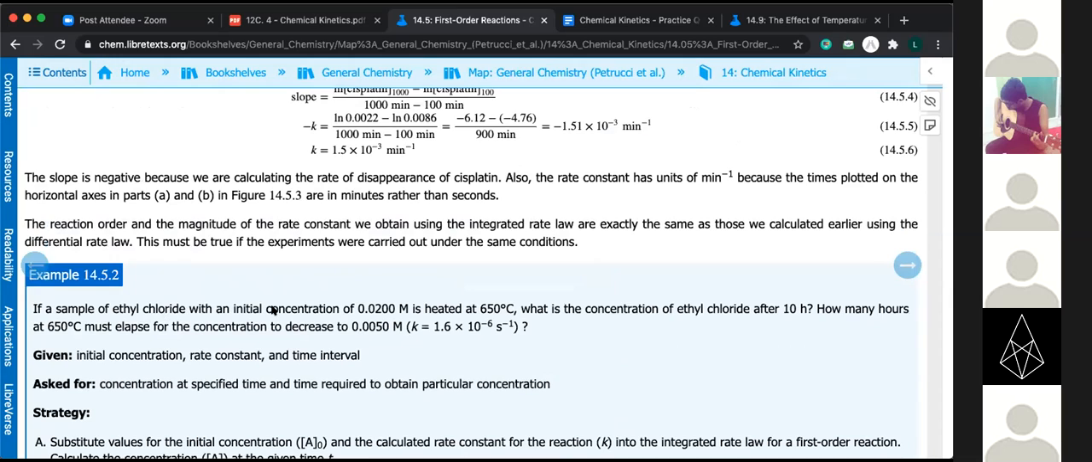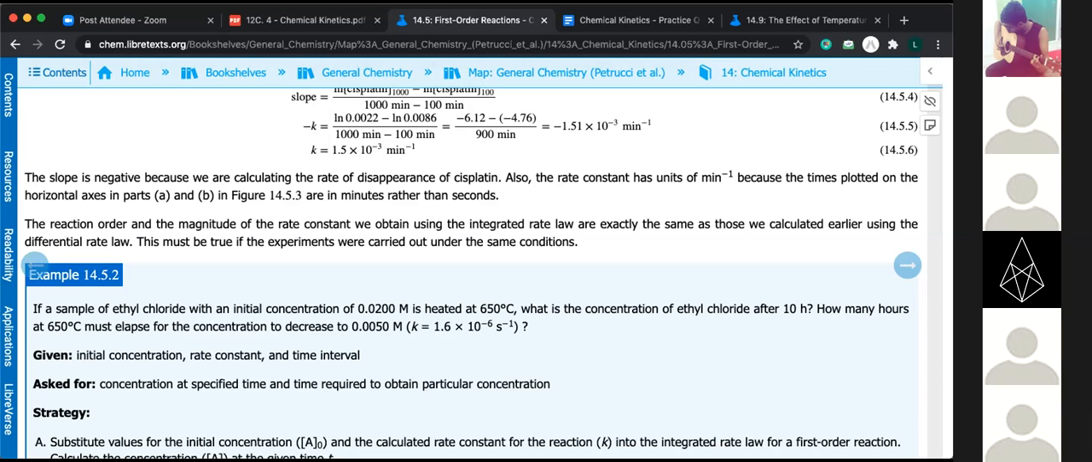If a sample of ethyl chloride initial concentration is given 0.02 hai, heated at 650 degrees Celsius, what is the concentration of ethyl chloride after 10 hours? So over here, you're given the initial concentration. You have to find out 10 hours ke baad what will be the concentration. How many hours at 650 degrees Celsius, so at same temperature, must elapse for the concentration to decrease to 0.005 M?